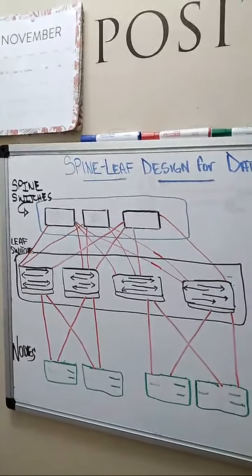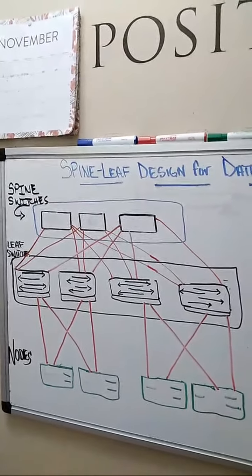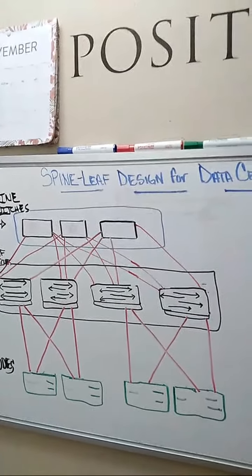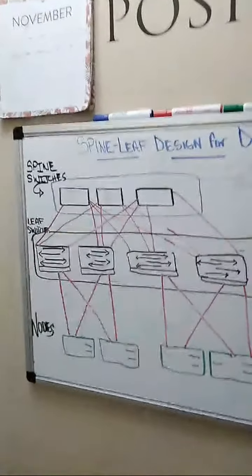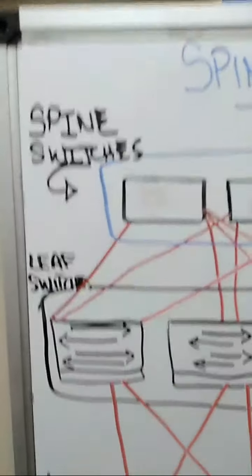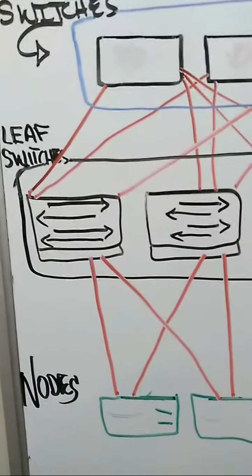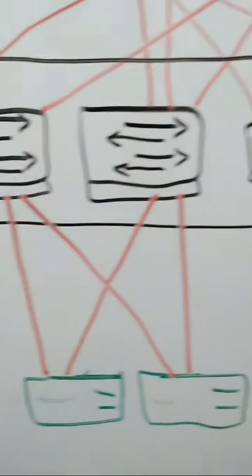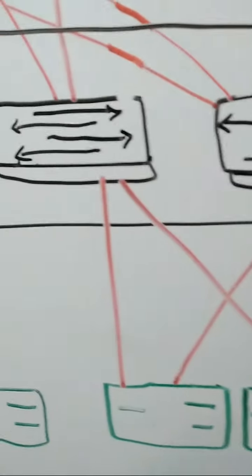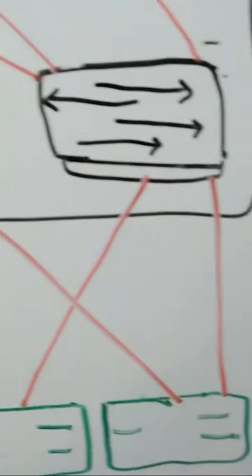So, yesterday we discussed enterprise designs. So, in the data center, it starts to look a little bit different. In the data center, we have spine switches, leaf switches, and nodes. The nodes can include servers, routers, virtual machines.